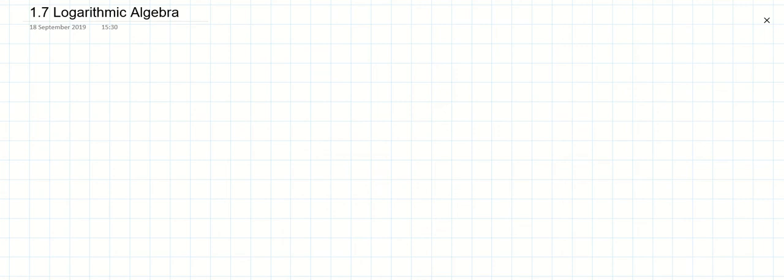So, logarithmic algebra. In this we'll be doing the rules of logarithms. Now what exactly are logarithms? The first definition will help you to understand what a logarithm is. Now you are aware of exponents.